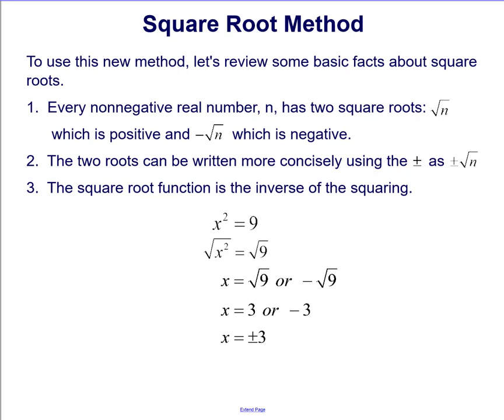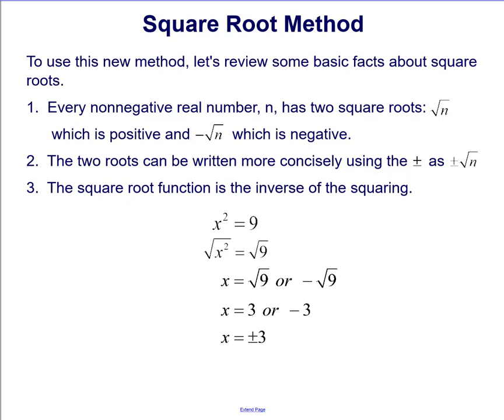Number 2, the two roots can be written more concisely using the plus or minus sign. As in this case, we have plus or minus the square root of n. Fact number 3 actually defines what a square root is and gives you an example of what a square root is. So this reads that the square root function is the inverse of squaring.